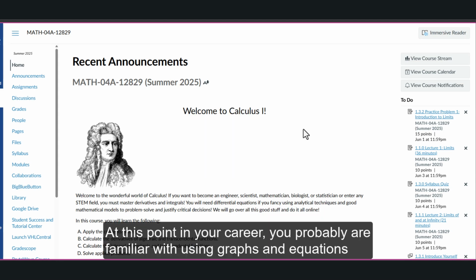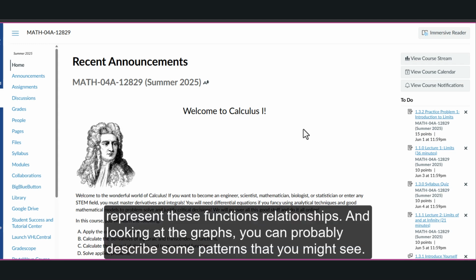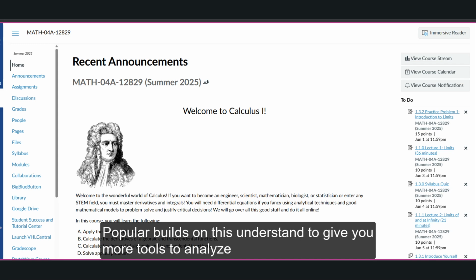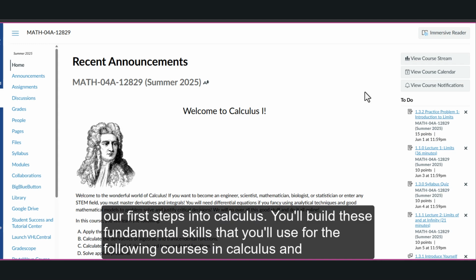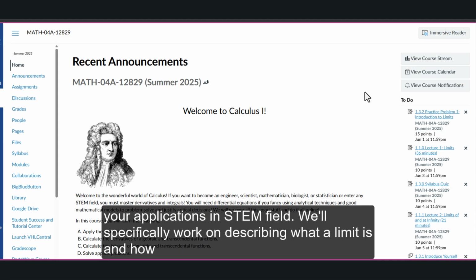At this point in your career, you probably are familiar with using graphs and equations to represent these functions or relationships. And looking at the graphs, you can probably describe some patterns that you might see. Calculus builds on this understanding to give you more tools to analyze the behaviors of functions and find interesting points on your graphs. In this course, we'll take our first steps into calculus. You'll build these fundamental skills that you'll use for the following courses in calculus and your applications in STEM fields.